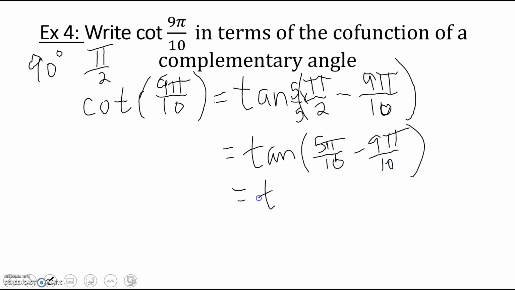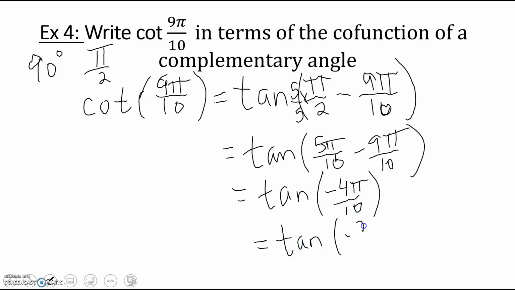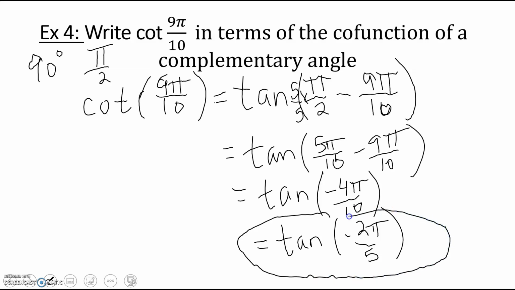5 pi over 10 minus 9 pi over 10 is a negative 4 pi over 10. And so now if we reduce that down, that reduces down to negative 2 pi over 5 because 2 goes into both the 4 and the 10. And so if we rewrote cotangent of 9 pi over 10 in terms of its cofunction of a complementary angle, remember complementary means the angles sum up to 90 degrees, then we would get tangent of negative 2 pi over 5.